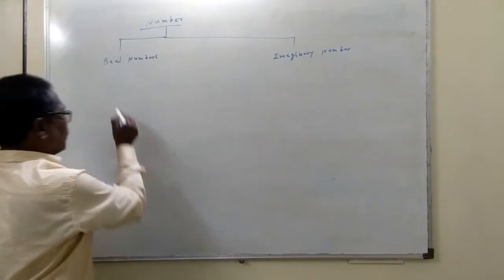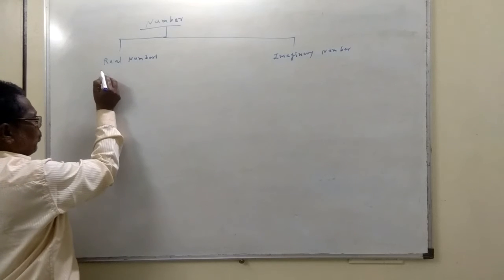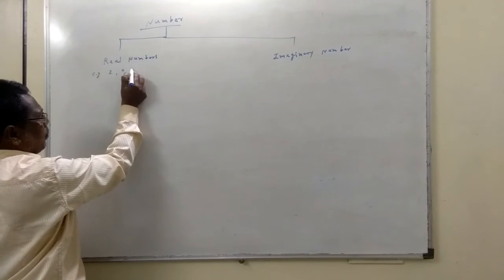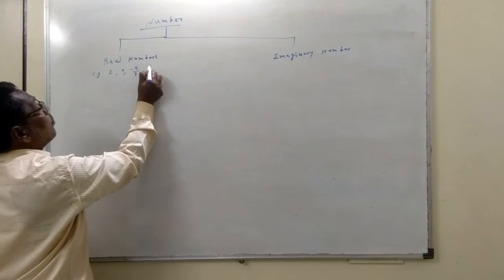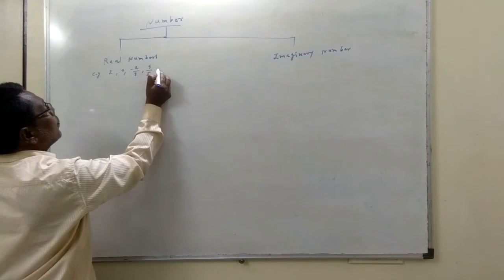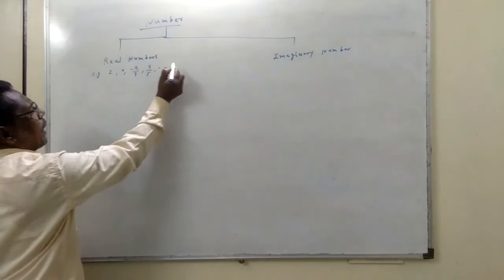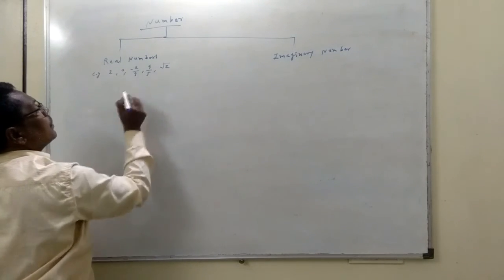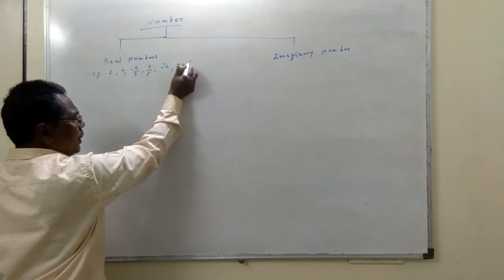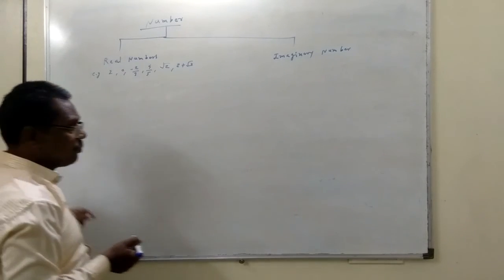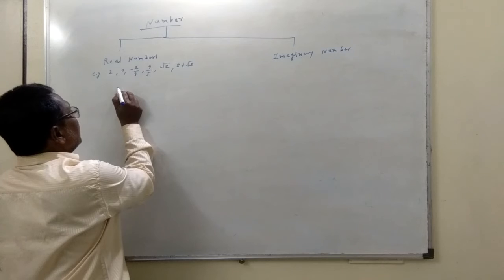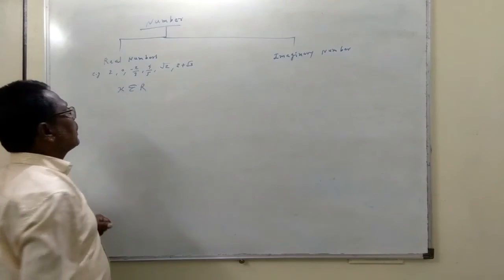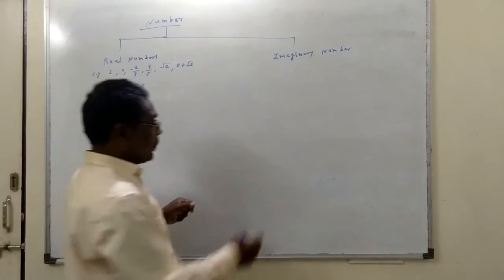Now real number means any number which has a value, for example 2, 0, minus 2 by 3, 4 by 5. Also root 2 plus root 3. All these are real numbers. Now if x is real, we can say x belongs to R. x belongs to R means x is a real number.